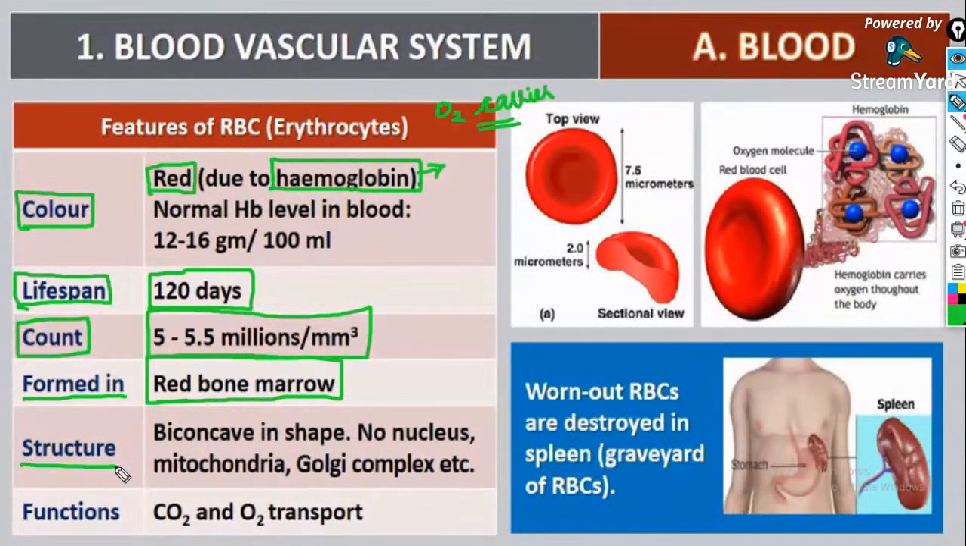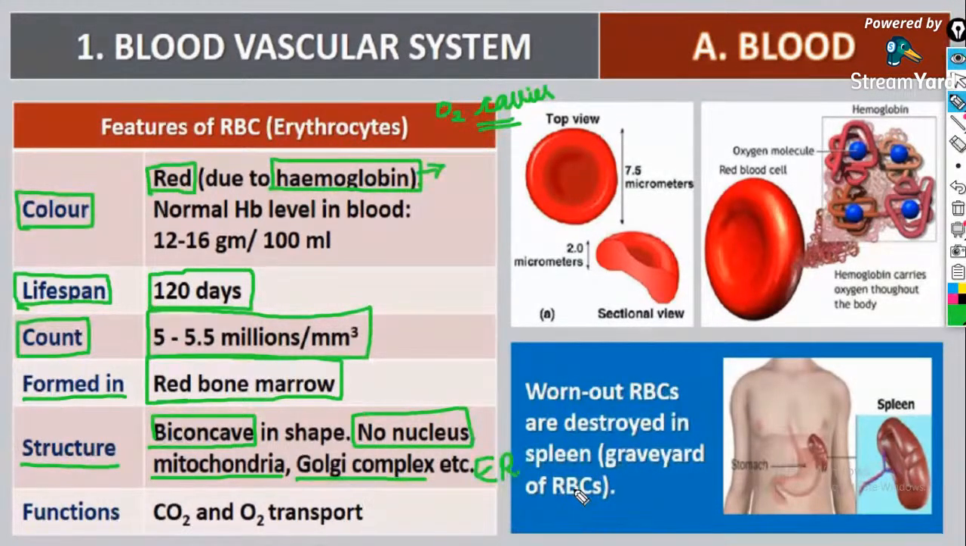And what is the structure of RBC? It is biconcave in shape, with no nucleus. It has no mitochondria, no Golgi apparatus, and no endoplasmic reticulum. Why is it biconcave in shape? In order to accommodate more oxygen. First one. Then why does it have no nucleus?